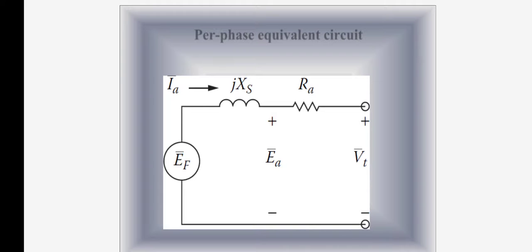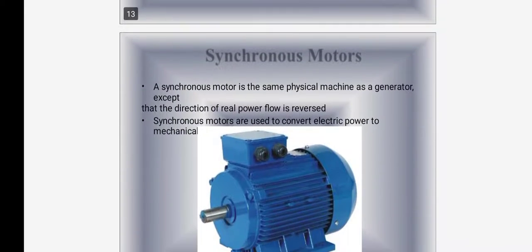This is the corresponding per-phase equivalent circuit. Each phase contains the internal resistance and inductance, with the armature current flowing, followed by the terminal voltage. Then we go to the synchronous motor.